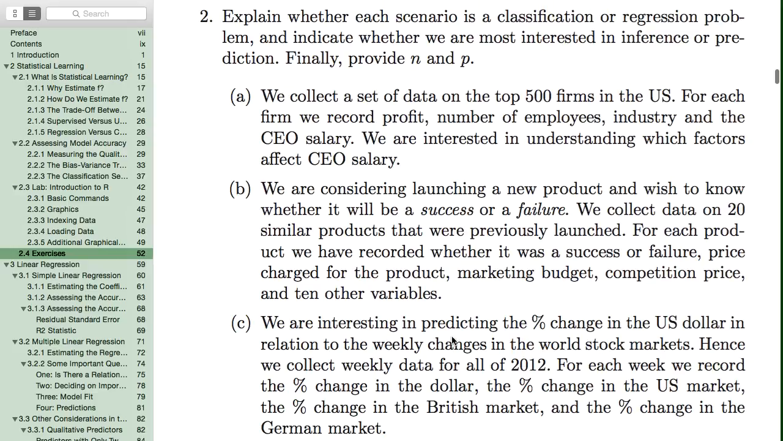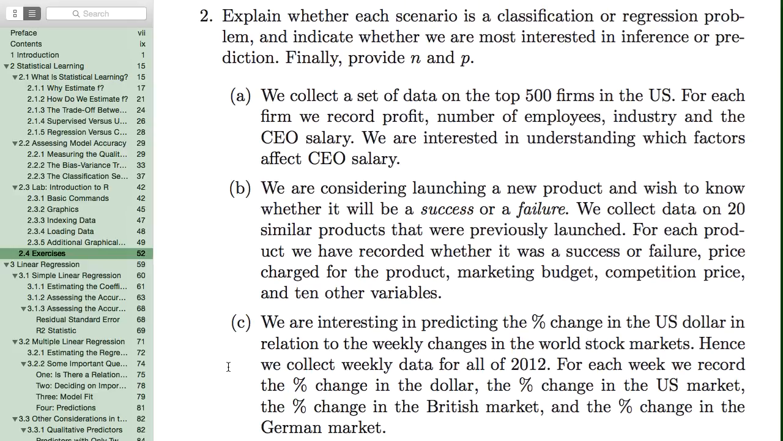Okay, we're interested in predicting the percent change in the US dollar in relation to weekly changes in world stock markets. So the output variable here is certainly going to be naturally numerical, so it's going to be a regression problem. Hence, we collect weekly data for all of 2012, so that would suggest that we've got N equals 52. For each week, we record the percent change in the dollar, so that's the outcome variable. Okay, so this is the output variable.